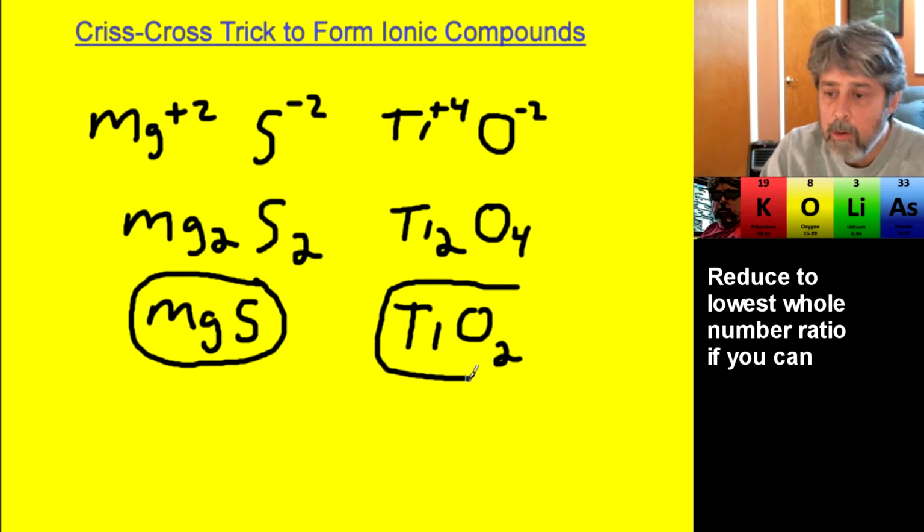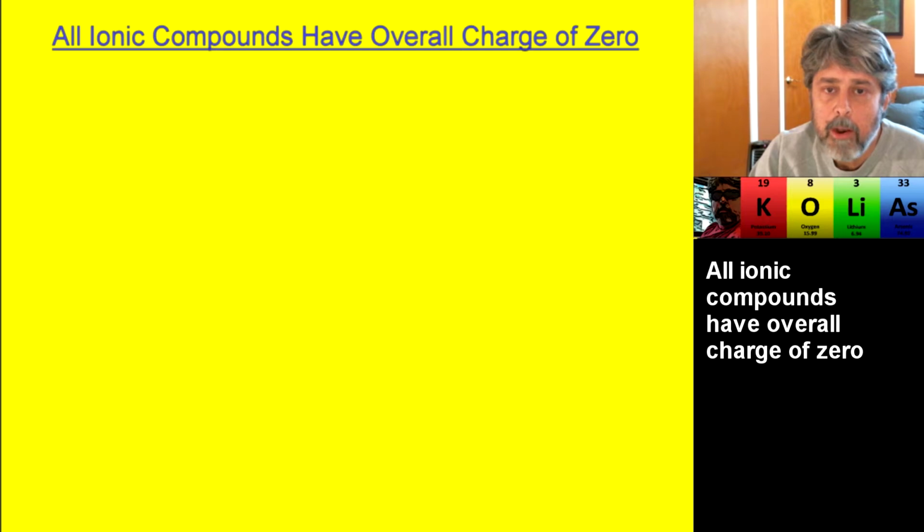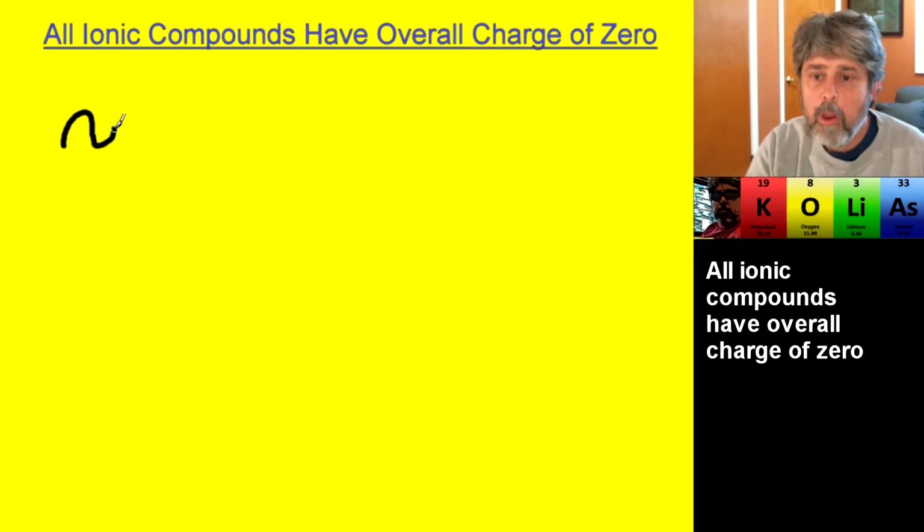That's our formula unit. And this is how titanium and oxygen would bind. For every 1 titanium, there's 2 oxygen. So remember to reduce. Okay, so let me prove to you that all ionic compounds have an overall charge of 0. This is what they all do, and it's one of the reasons when they form compounds, they have an overall charge of 0. So let's say we have some sodium, we have some chlorine.